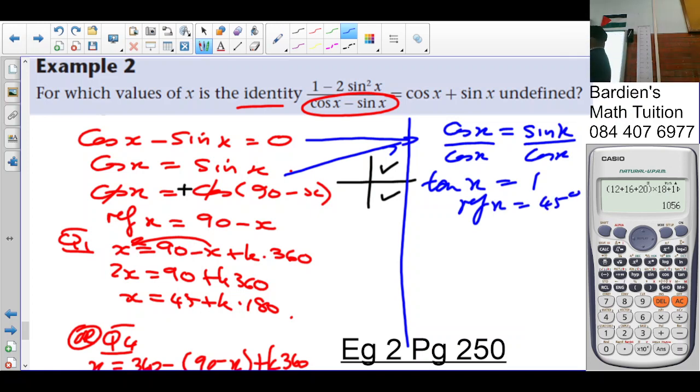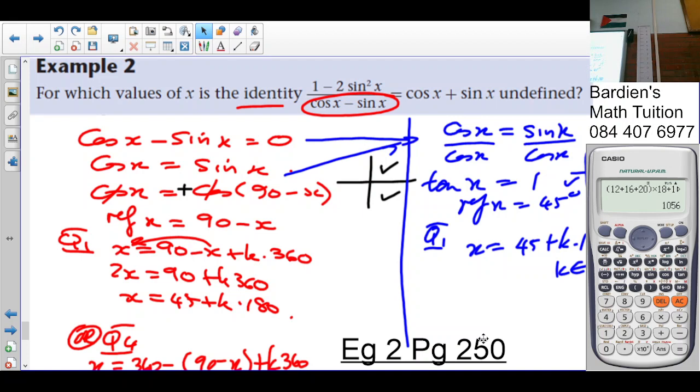So you go arctan, and my reference angle here is going to be 45 degrees. So we know that tan has one branch, and tan is positive in the first and the third quadrant. So in quadrant 1, it is just x is equal to 45 plus k times 180, where k is an element of the integers. So you must be able to pick out where we can use tan. It's going to be easier. The condition for dividing both sides to get the tan is when the angles are the same.